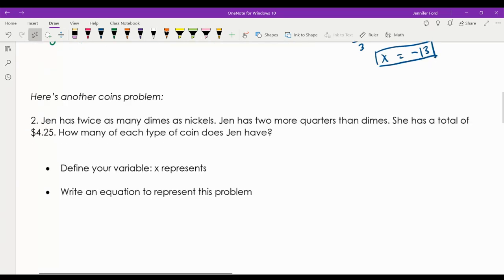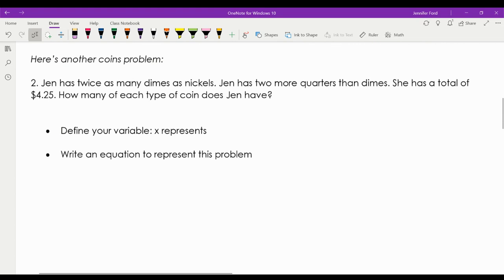All right, here's the next one. Here's another coins problem. Jen has twice as many dimes as nickels. Jen has 2 more quarters than dimes. She has a total of $4.25. How many of each type of coin does Jen have? Define your variable. x represents. Before I do this, I'm actually going to make my little table just to organize my ideas.